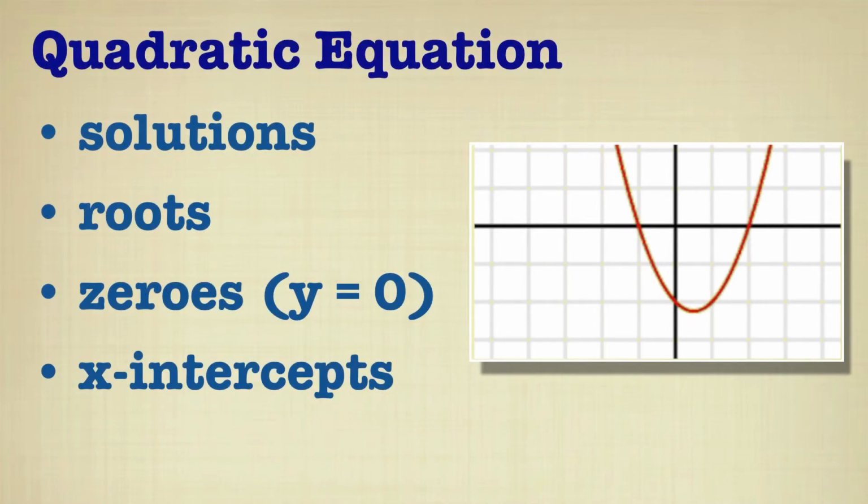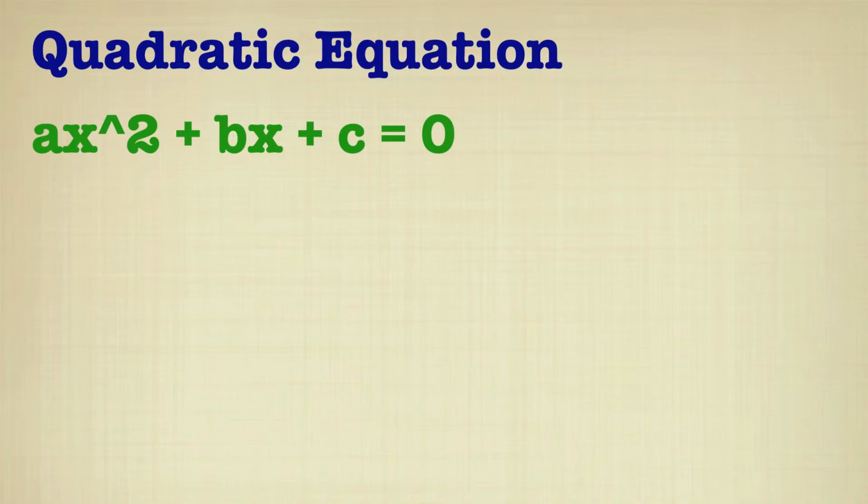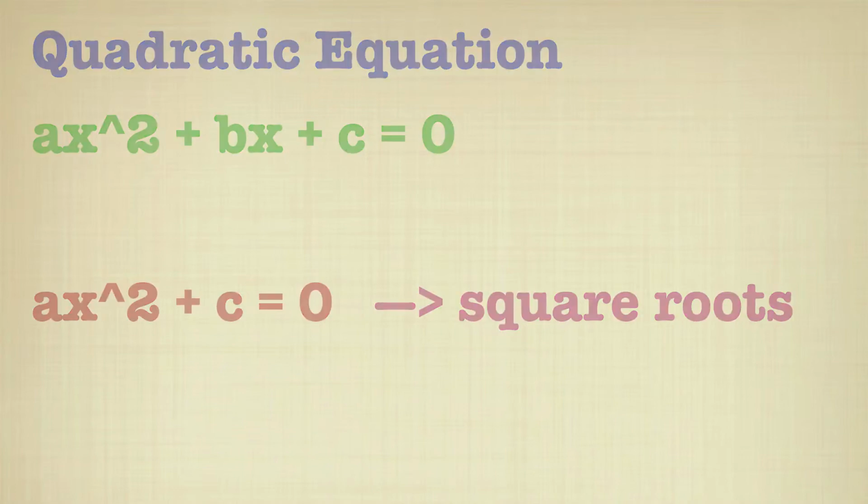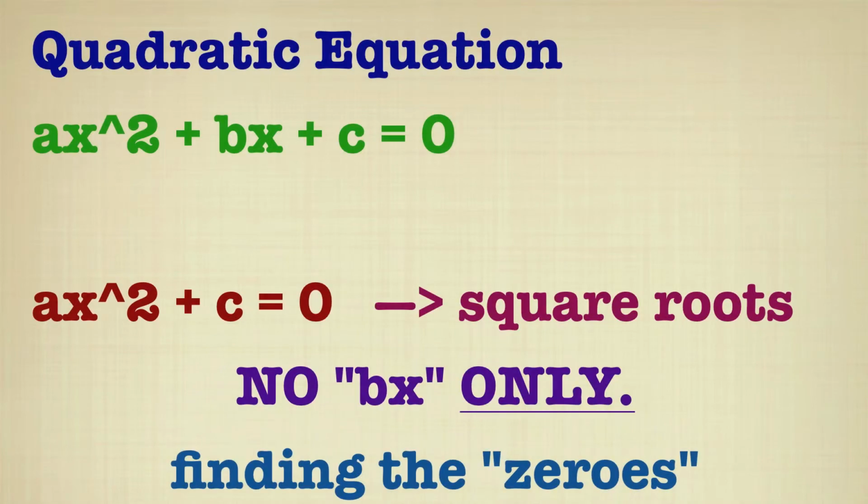Solutions can also be called roots, zeros, because y equals 0, and x-intercepts. Quadratics are usually in the form ax squared plus bx plus c equals 0. But when in the form ax squared plus c, they can be solved using square roots. Remember that the caret symbol means squared. This is the only time we can use the square root method, when there is no bx. We make the equation ax squared plus c equals 0 because we're finding the zeros.